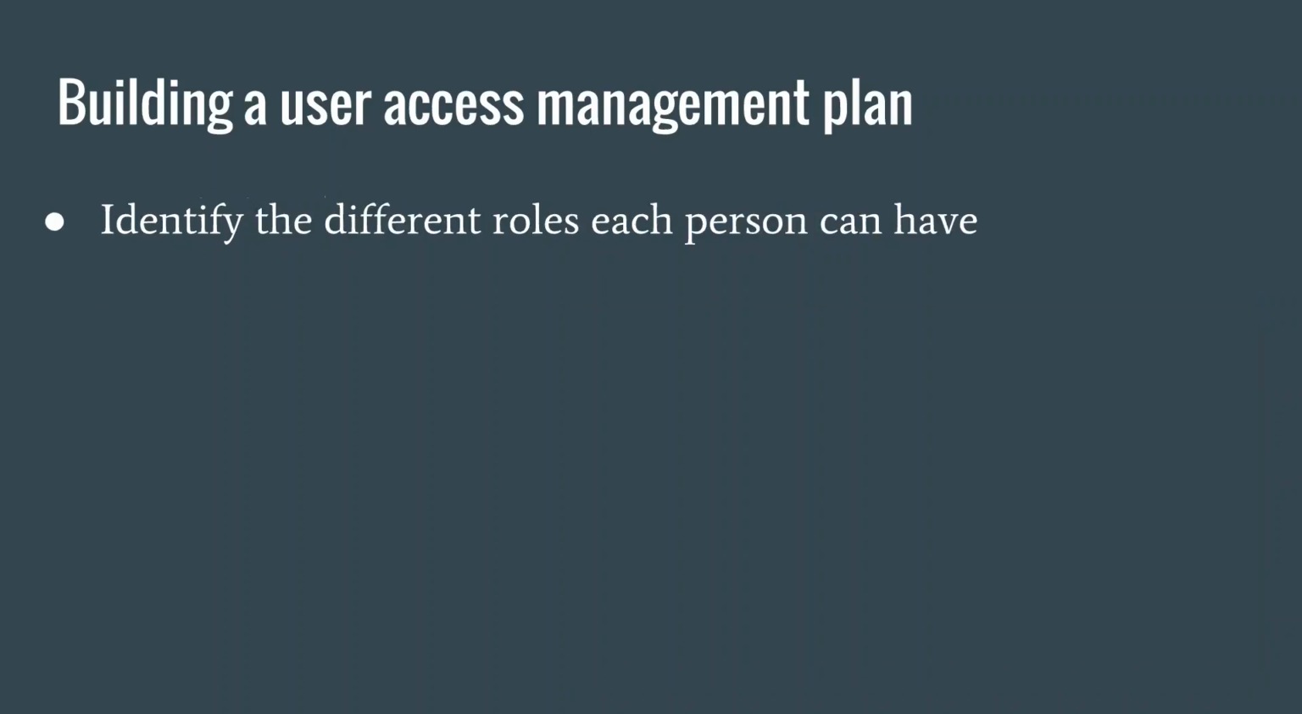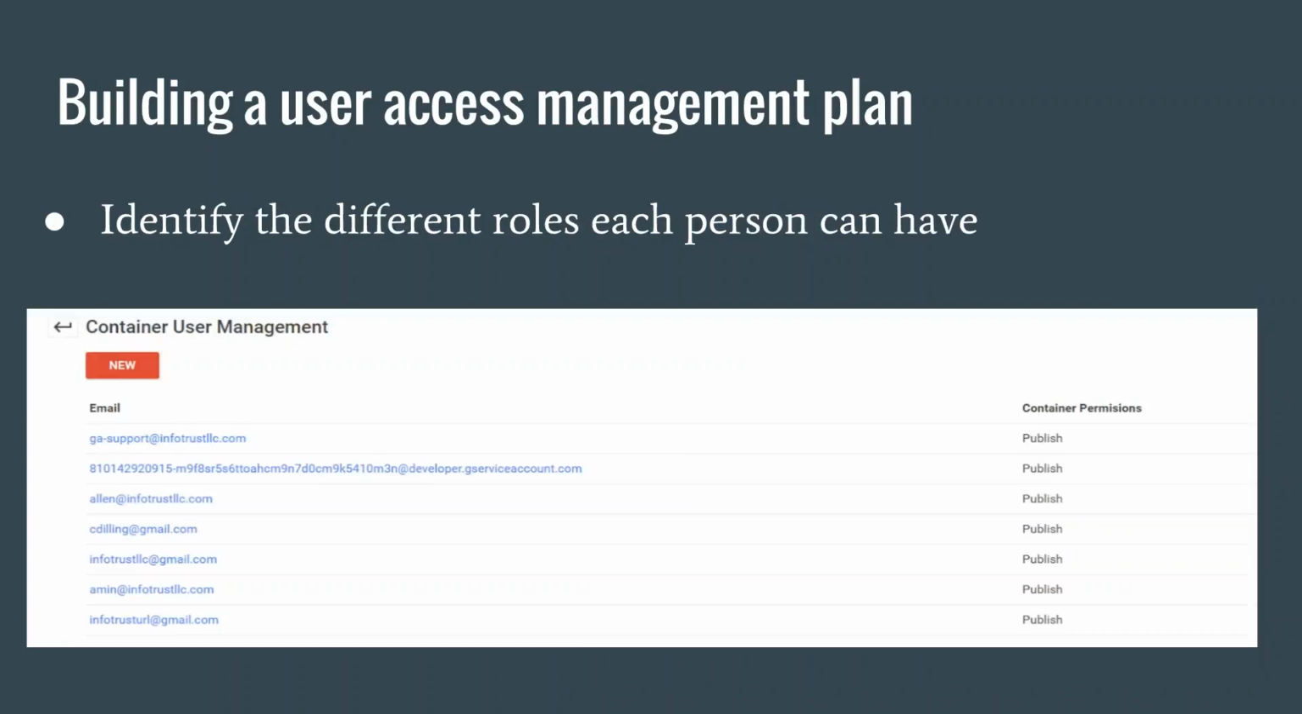And that's kind of what this next slide is getting at, is identify the different roles that each person can have. So you can see here, since most of us are working with these same containers every day, we all do this constantly. Every one of us has publish rights. And essentially, if you're not familiar with GTM, it's the same as saving a tag or making a tag go live. GTM has this functionality where you can make a change, but it's not live until you click publish. So you can actually preview the changes before they go across to the site.